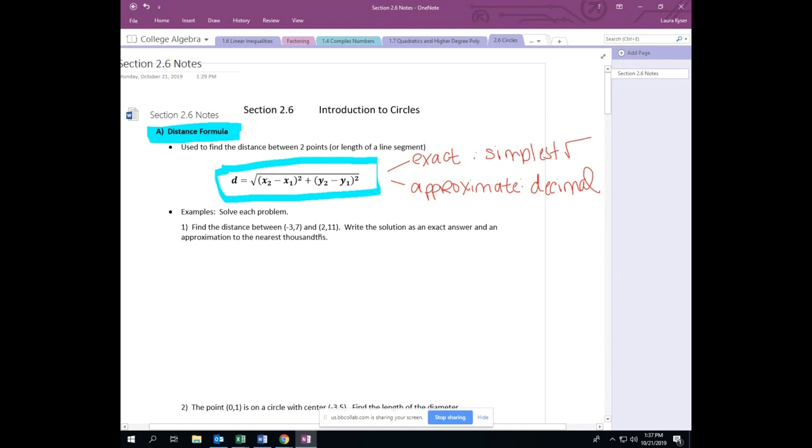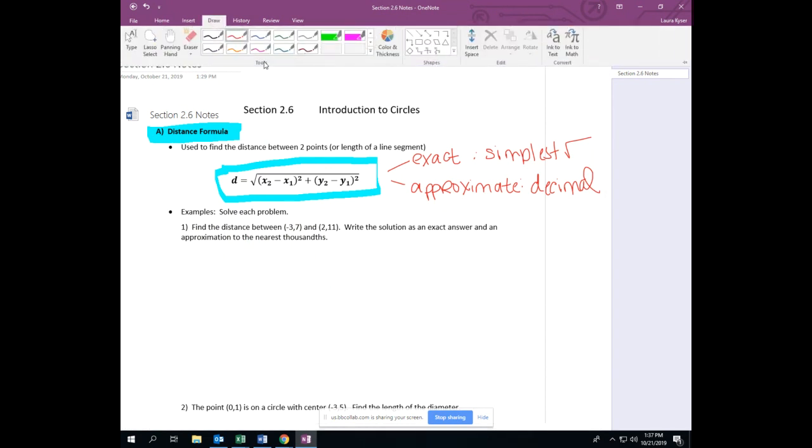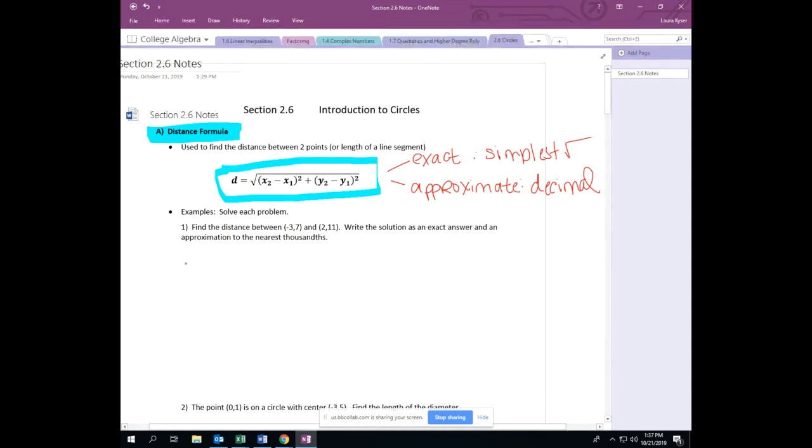So we've got a couple examples here. This first example is talking about finding the distance between these 2 points. We want to write our solution as an exact answer, and then we're going to approximate it to the nearest thousandth. So that's 3 decimal places. Let's see what happens when we plug into the distance formula. We start with d equals big long square root. We take x2 minus x1, so 2 minus negative 3, and we square it.